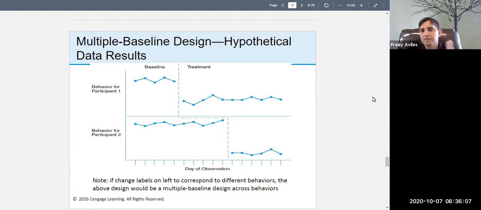Now we have the same participant, different behaviors. If it was across situations, where it says behavior for participant 1, it would say behavior for home, let's have home first, right? And where it says behavior for participant number 2, it would be behavior for school. You note the disruptive behavior, then give treatment at home, note the disruptive behavior, and give treatment at a later time for school. That's the same thing, okay? It's a multiple baseline design, now across situations.